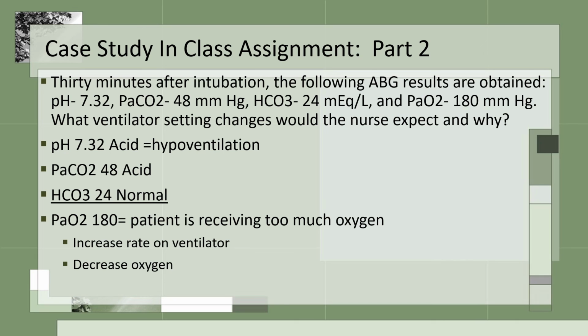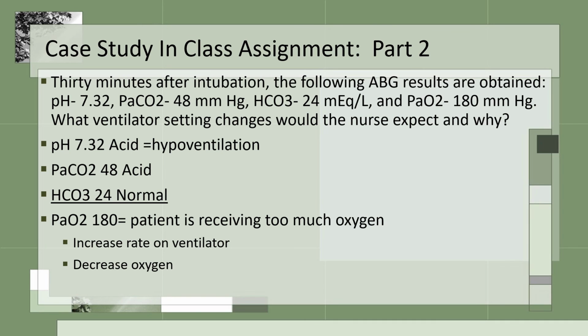So this patient is definitely hypoventilating because we know their pH is an acid and their PaCO2 is an acid, so we automatically know that's respiratory acidosis. Their bicarb is normal, but we know bicarb is slow to change, so it might be normal for a while until it starts compensating. So this is an uncompensated respiratory acidosis. The PaO2 is greater than 100, so we learned when it's greater than 100, we're giving too much oxygen and we need to back it off.